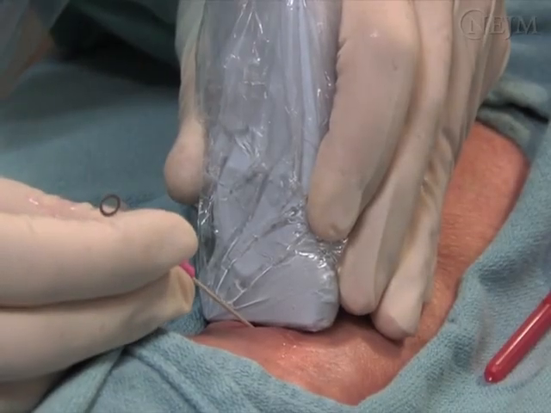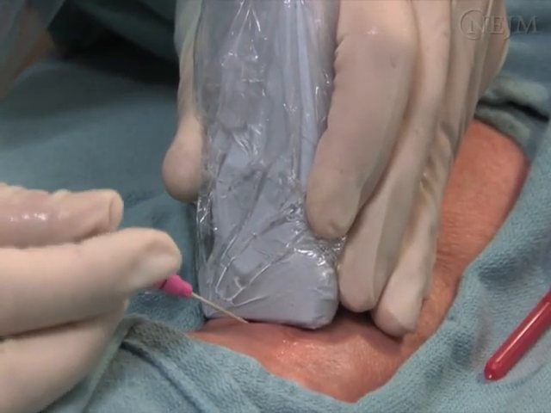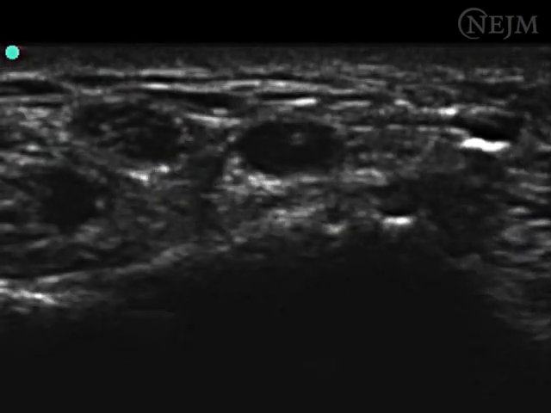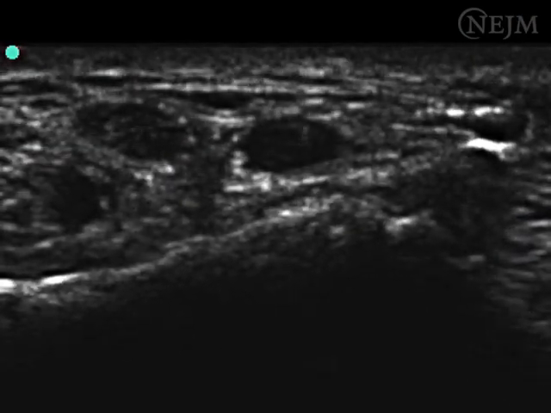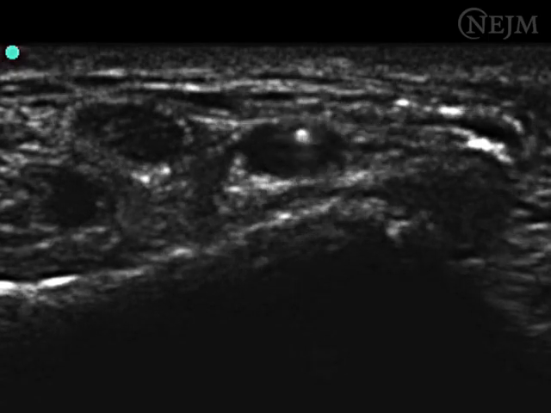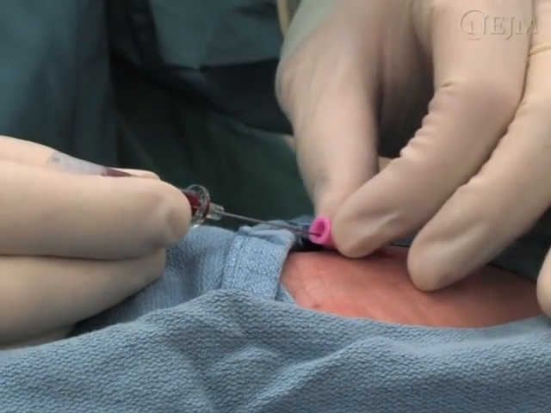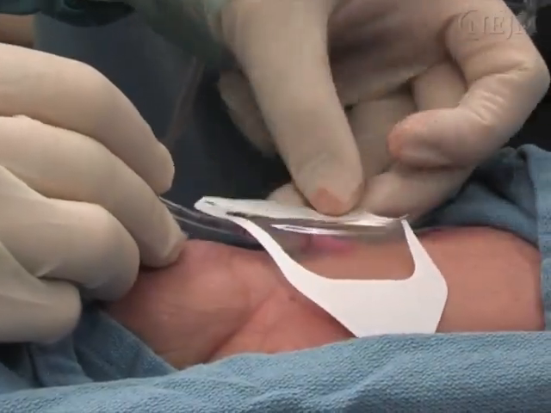Insertion of an arterial catheter is a common procedure in critical care units. Ultrasonography may be used to ensure safe and successful insertion of an arterial catheter. This video will demonstrate the use of ultrasound guidance for the insertion of a radial arterial catheter in adults.